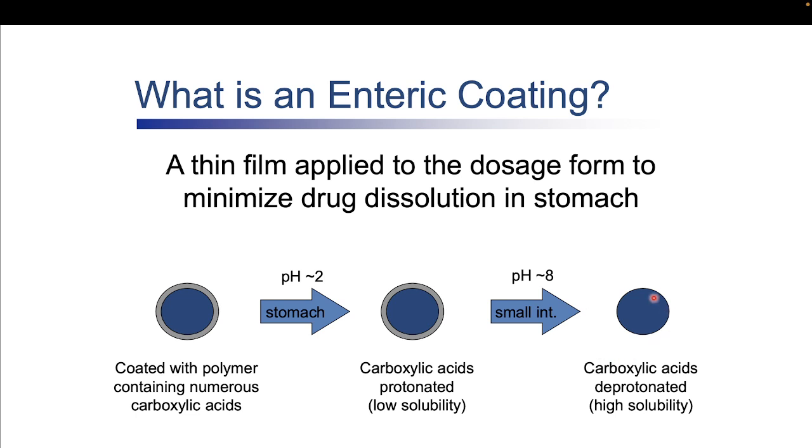Now because of having high solubility, the polymer layer will then dissolve at pH 8, and then your drug will then be free to be released. So this is what enteric coating is used for. You avoid the drug release in the stomach. Instead, you release most of the amount of the drug in the small intestine.